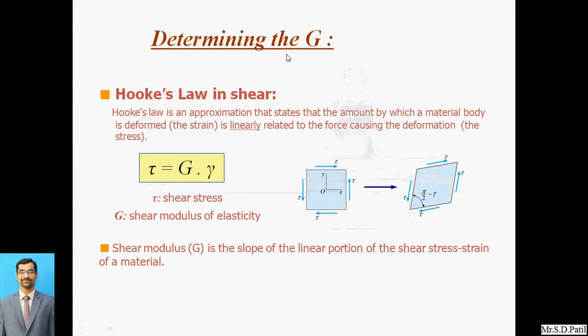So the determination of this particular G, that is shear modulus, how basically the shear modulus has been calculated. Here we are using Hooke's law in shear just to calculate the shear modulus. Hooke's law is an approximation that states that the amount by which a material body is deformed, that is the strain, is linearly related to the force causing the deformation.